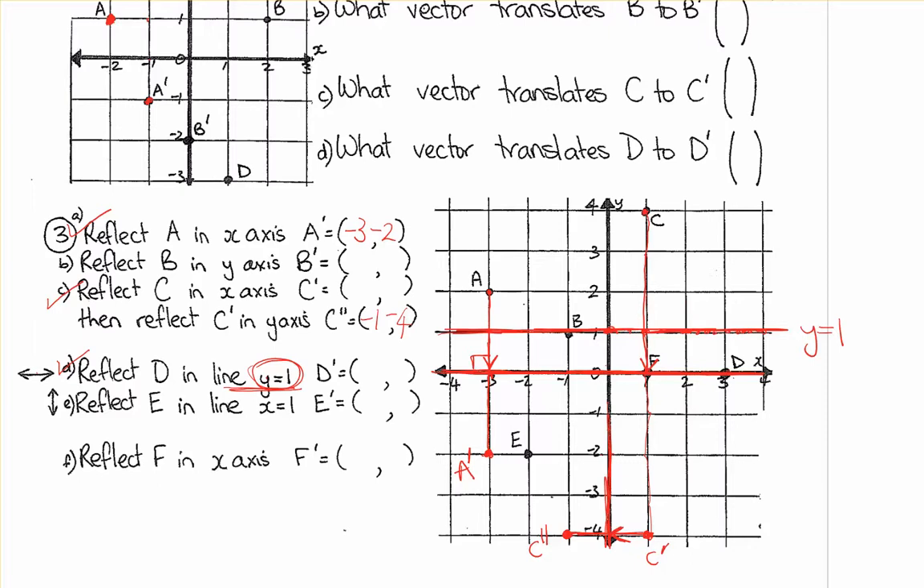Imagine putting a mirror along there, and we want to reflect this point D into the line, into the mirror, out the other side, and the image would appear to be back here at this point with coordinates 3 on the x, 2 on the y. Remember, x comes first in the coordinate pair. And you could have a go at E.